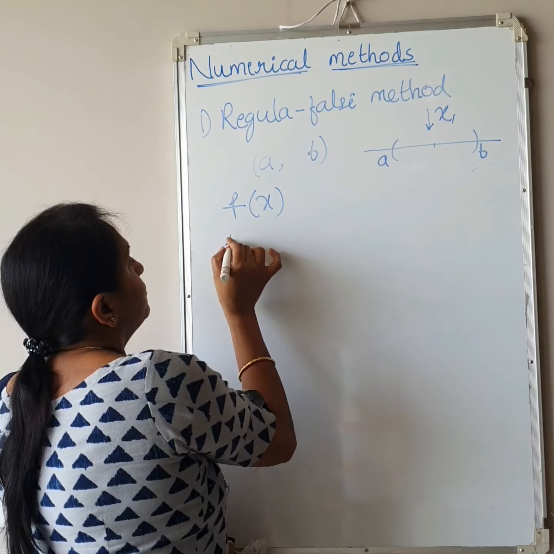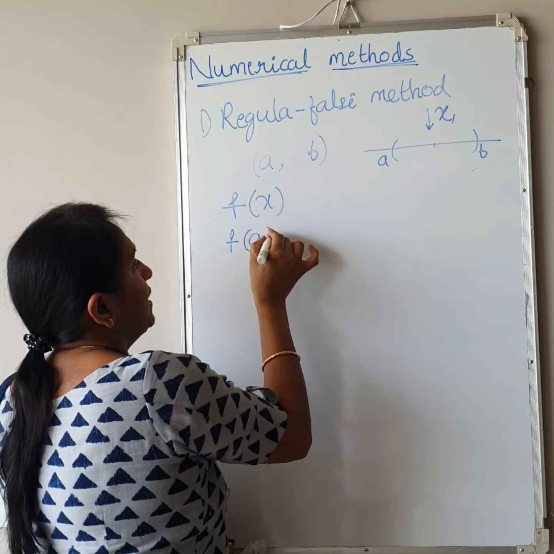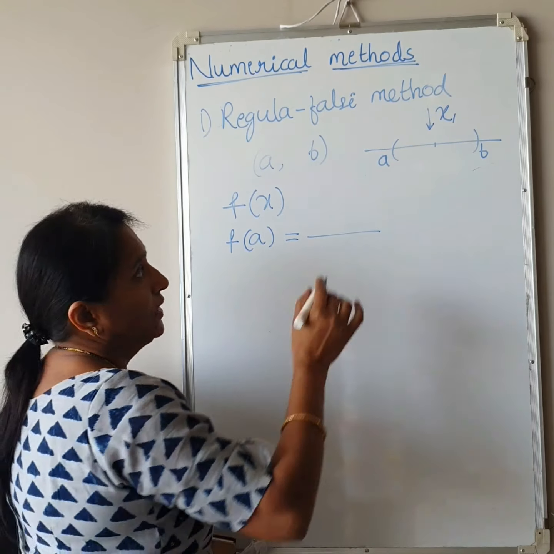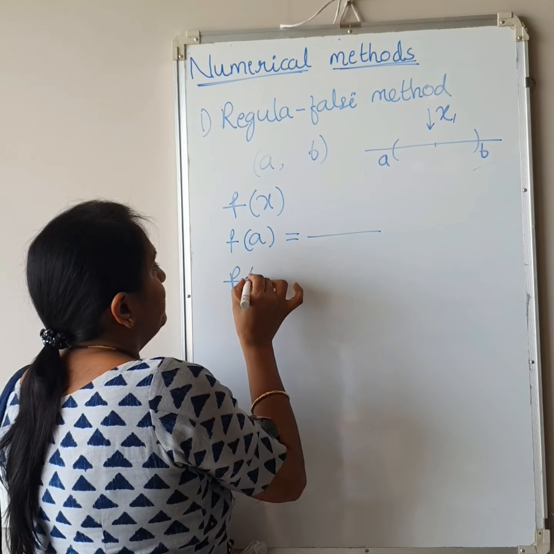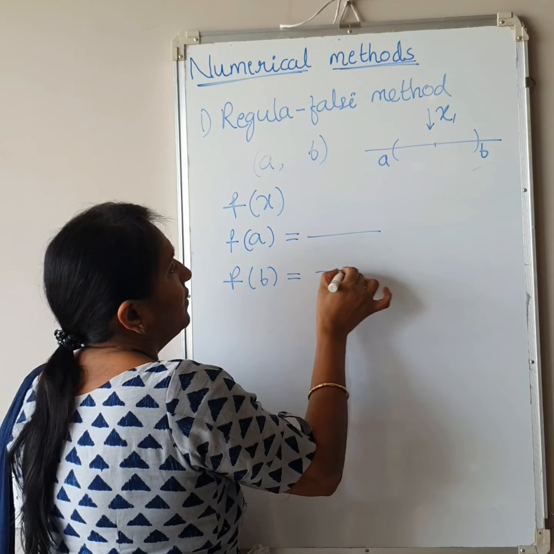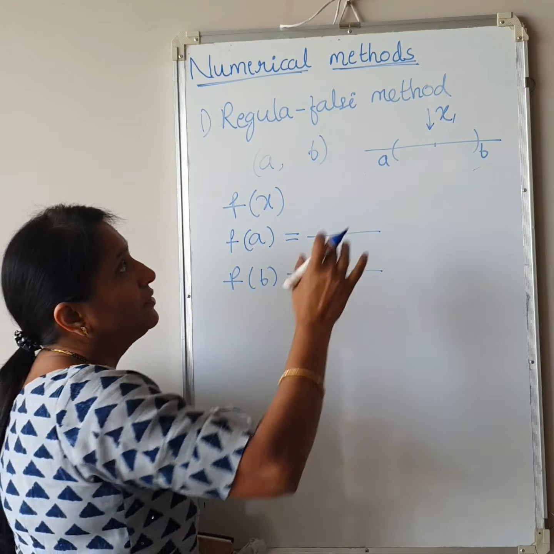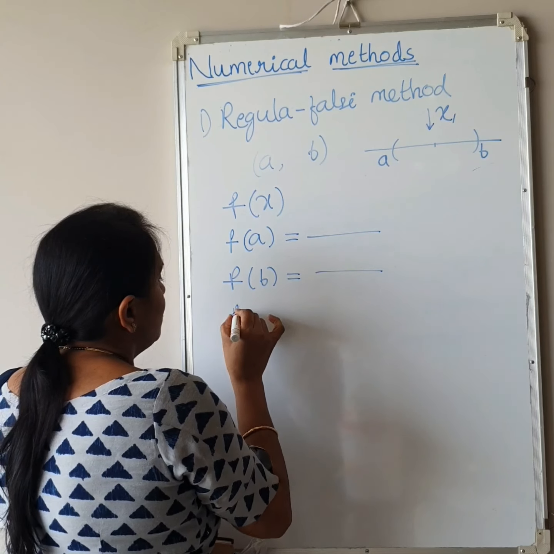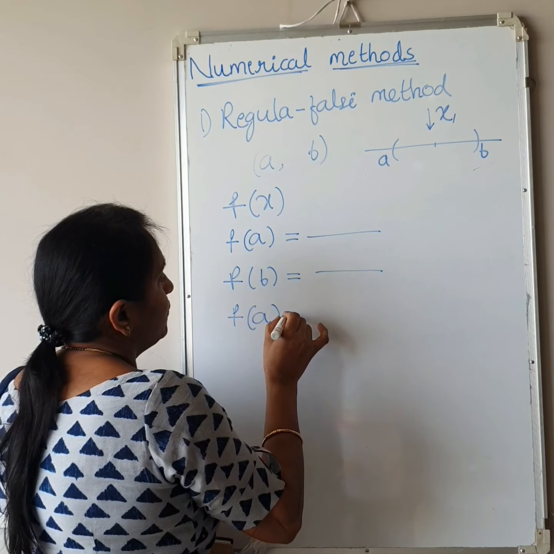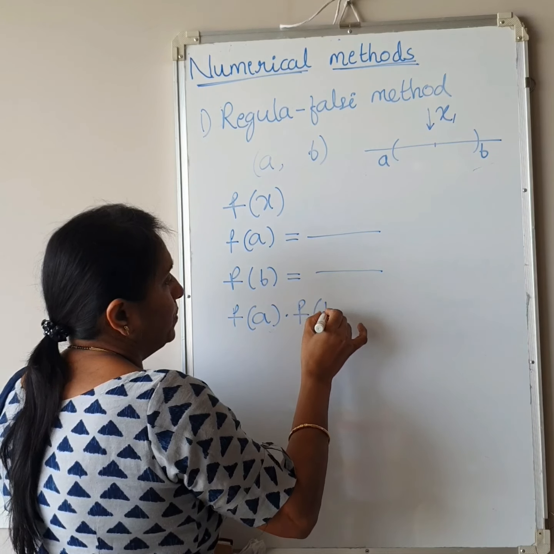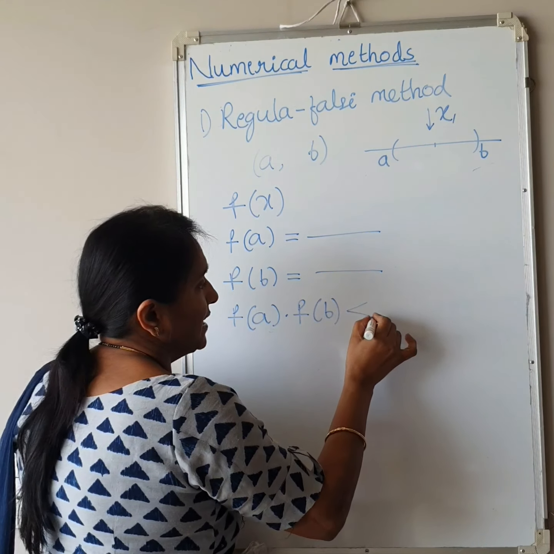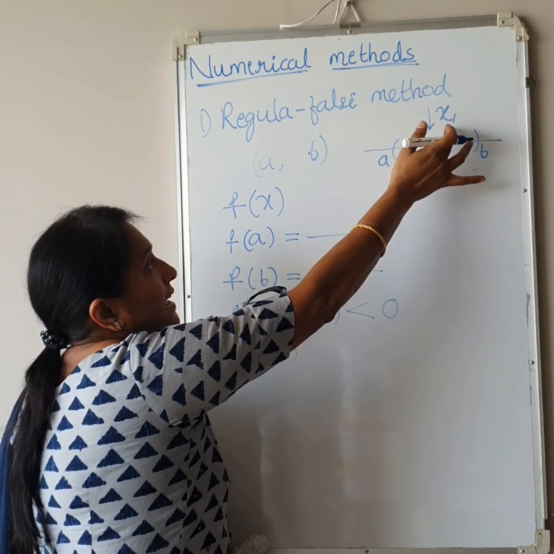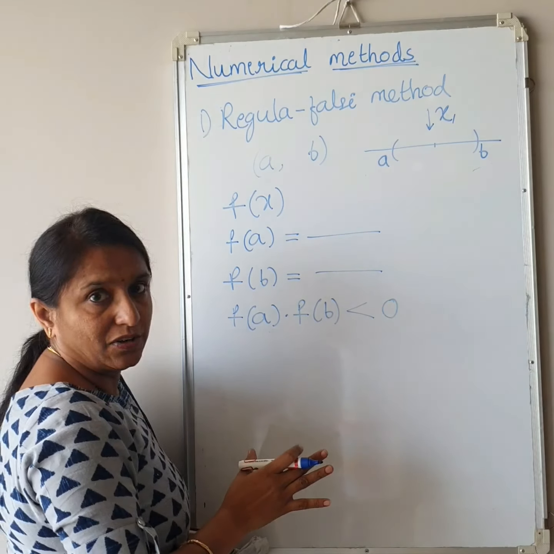What do we have to do? First we find f of a, which gives one value, positive or negative. Then we find f of b, again getting one value. Then we check whether the root x1 lies in this interval or not. For that, we find f of a into f of b. If this product is negative, that is less than 0, then x1 lies in this interval.